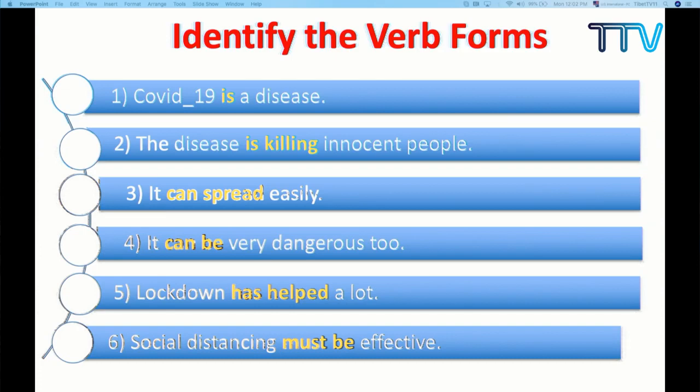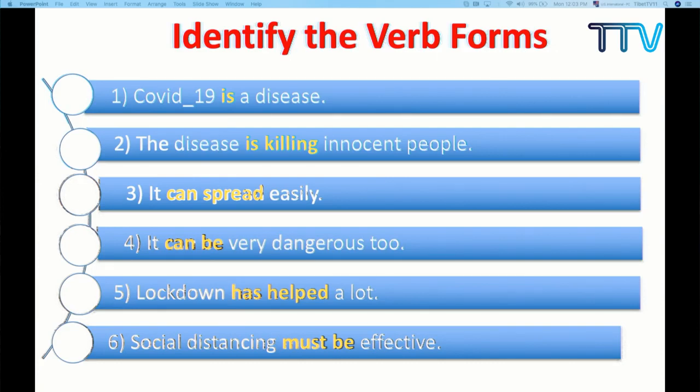The second one: the disease is killing innocent people. Again, there is the word is. This is also a verb. Now, what form of verb is this? First of all, you see whether there is any principal verb in it or not. The disease is killing. Do you see the main verb, the action verb? Yes, killing. So that is a helping verb. Got it? It is just modifying the principal verb. So is is a helping verb. There is a principal verb also, killing.